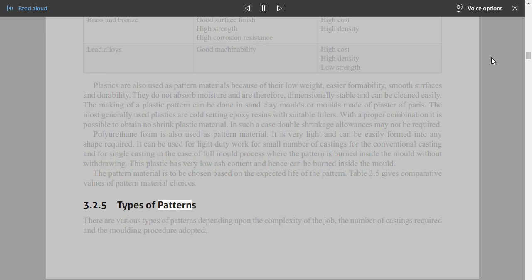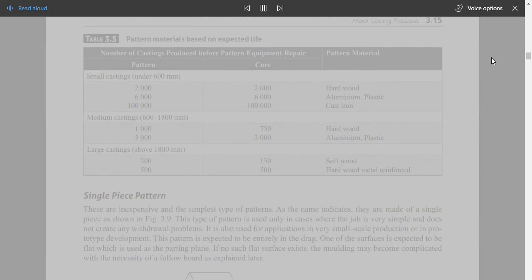3.2.5 Types of patterns. There are various types of patterns depending upon the complexity of the job, the number of castings required, and the molding procedure adopted.